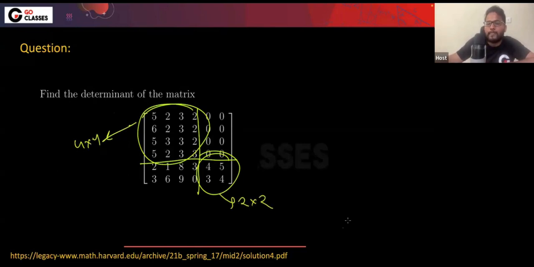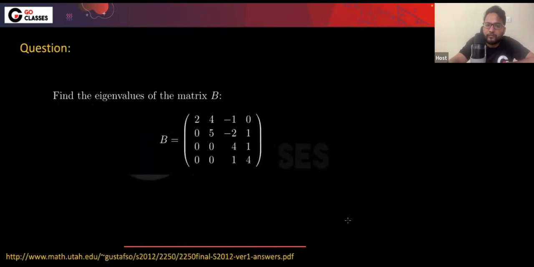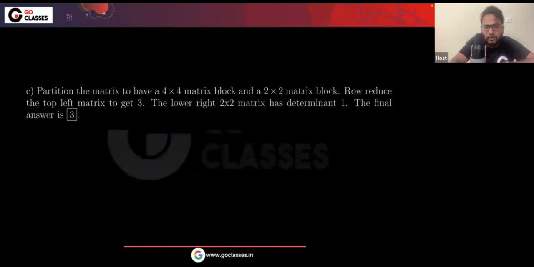Now the similar kind of question, find out the eigenvalues, I think we have already solved it, right? We have already solved it, so let's not worry about it. So these are the questions in this block matrix, and that's all about the block matrix that we had, right?